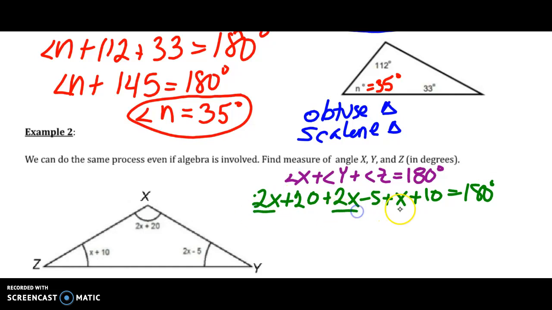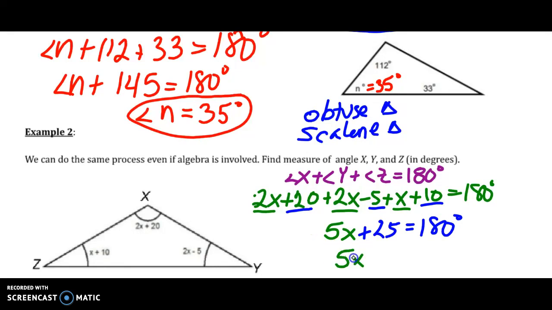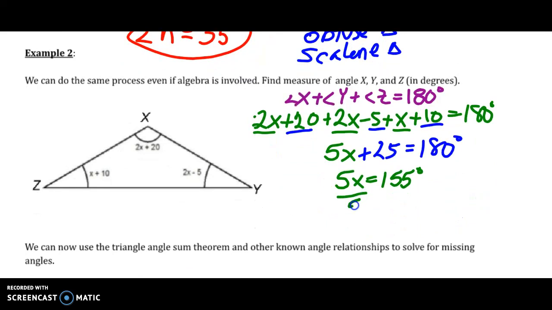So 2x and 2x and x is 5x. 20, negative 5, and 10 is positive 25, equals 180. So if we subtract 25 from both sides, we get 5x equals 155. And if we divide both sides by 5, we get that x equals 31. However, notice that's not angle x, that is x the variable.